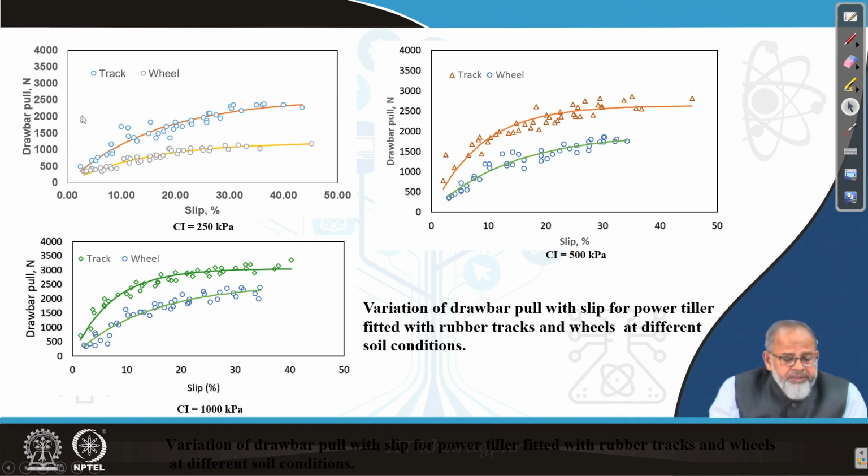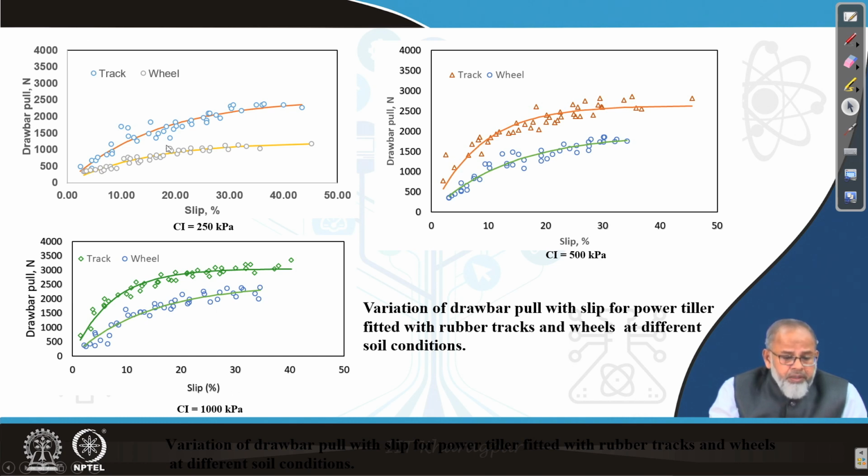The next parameter is your drawbar pull. How much pull a track or wheel can develop at different values of slip, starting from say 3% to 45%. Again, these are carried out for three different soil conditions. One is the soft soil, which is 250 kilopascal. The other one is medium soil, which is 500 kilopascal. The third one is hard soil, which is 1000 kilopascal.